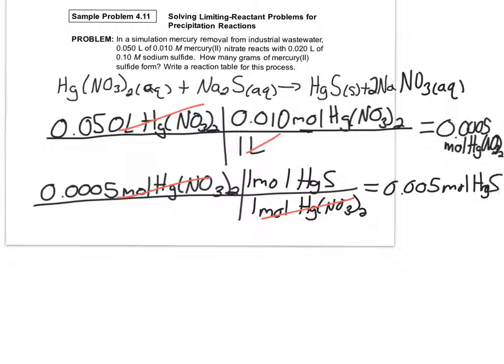HgS there. And now we have to do the same thing for our other reactant. We're looking at 0.020 liters of sodium sulfide.